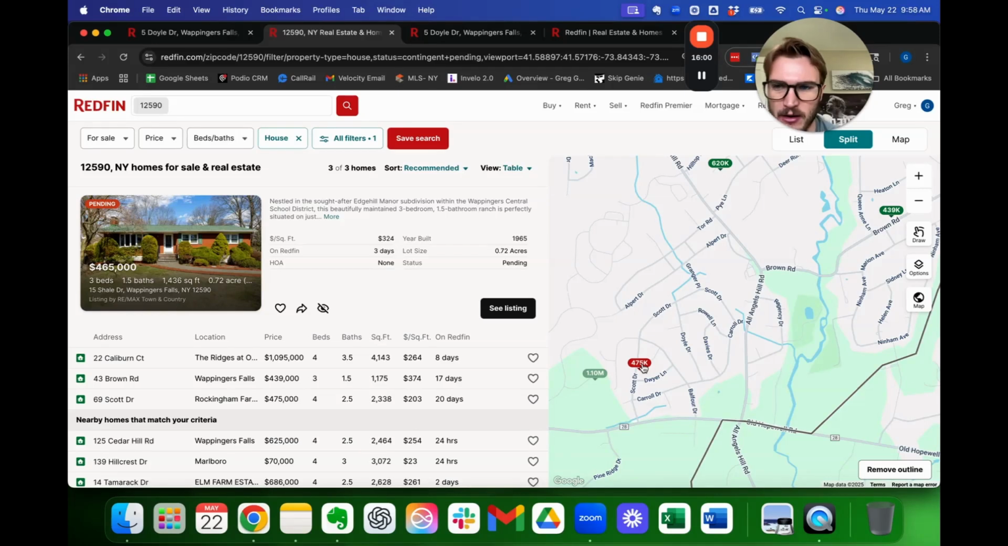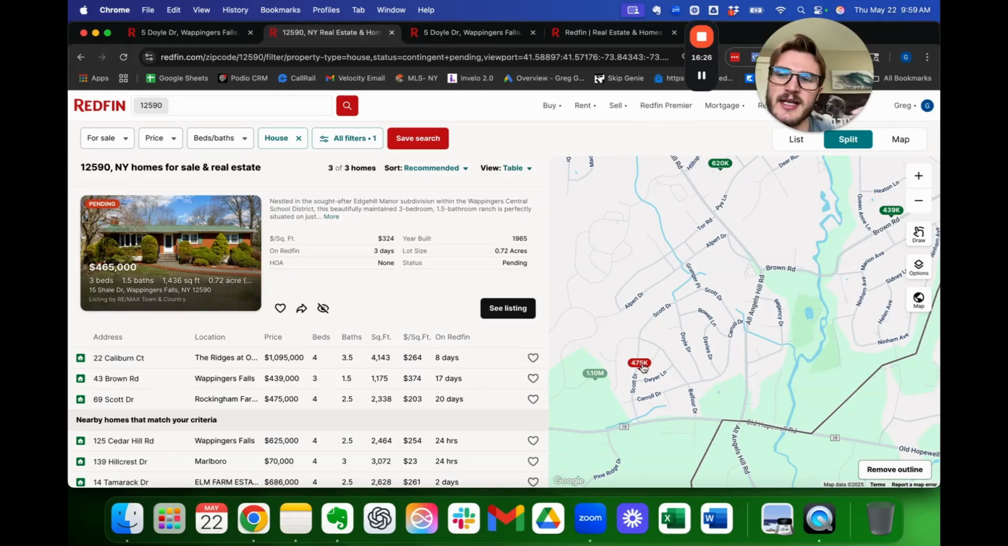And that's how you come up with ARVs on properties, or just as-is values. But the key here is you've got to understand your specific property. What is the condition of your property? And if you're looking at pending properties or active properties, at least in New York, you can see the pictures on the listing. So you can compare the condition of your property to the current properties that are for sale or currently pending.